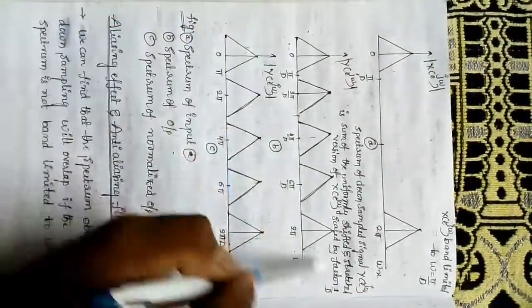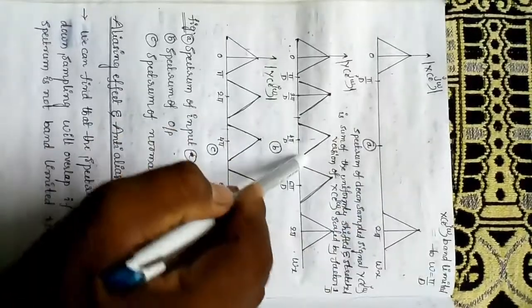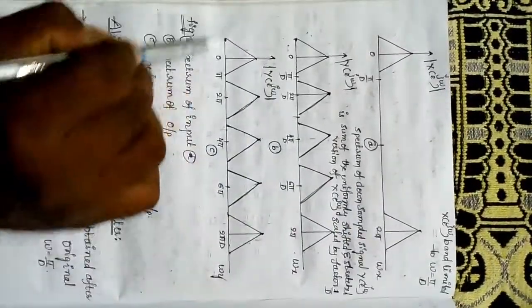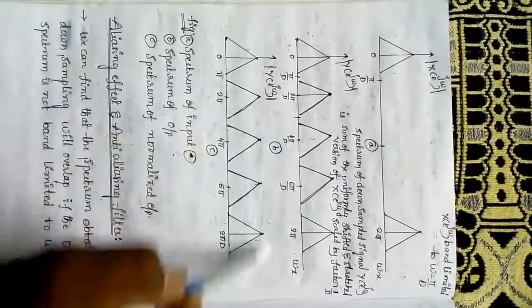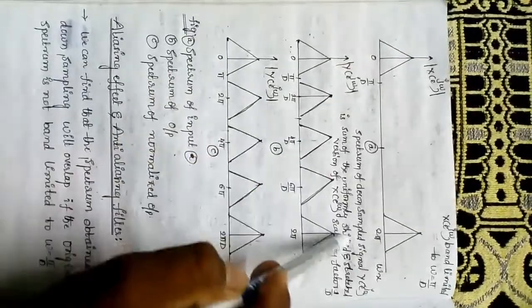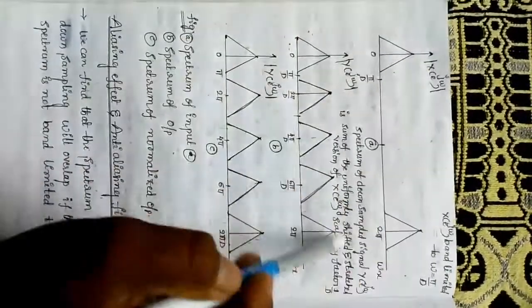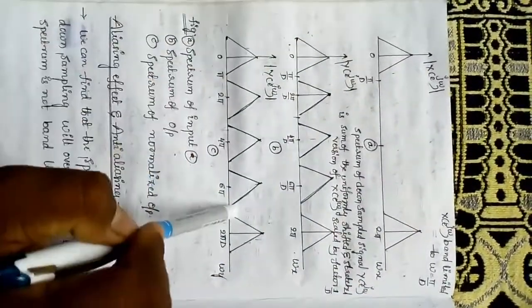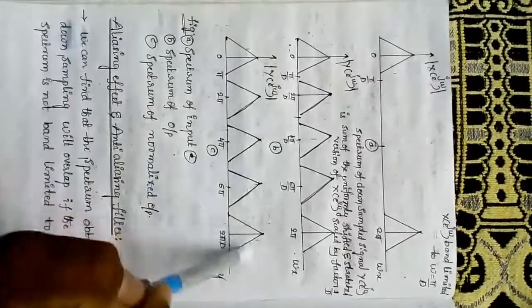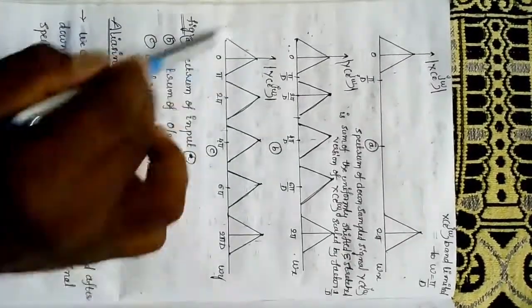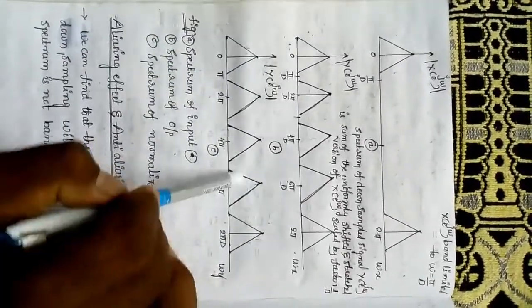So this is regarding the spectrum of output. This is the spectrum of the normalized output. Actually this is the final output, but this is the normalized one. From this input signal, this is enough, but here I am also writing that this is the normalized, that means the average normalized output spectrum.